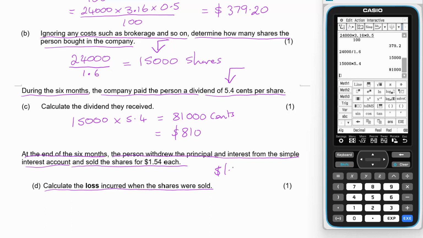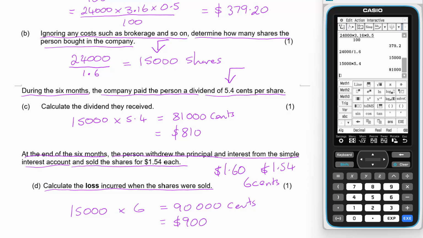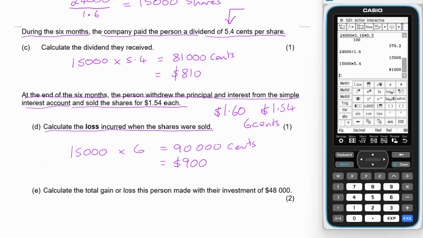So they were bought for $1.60 and sold for $1.54. That means they lost 6 cents per share. And they have 15,000 shares. So 15,000 times 6 is 90,000, and that's in cents, obviously, which is $900.